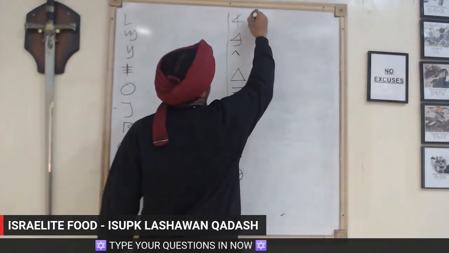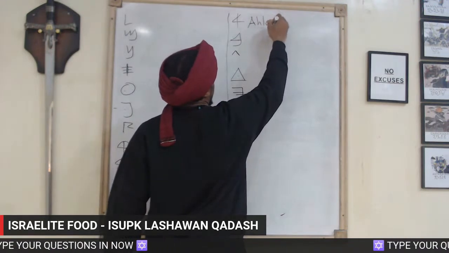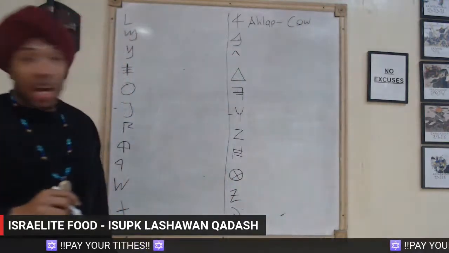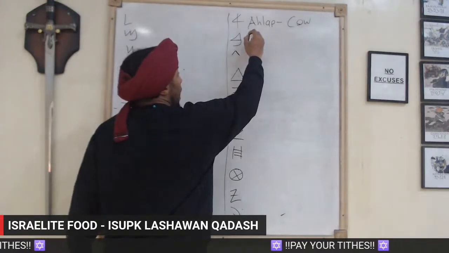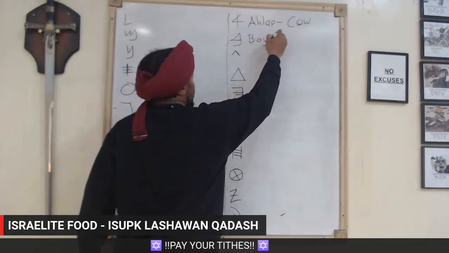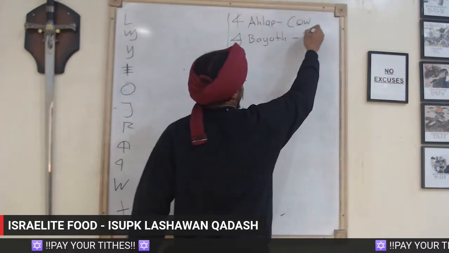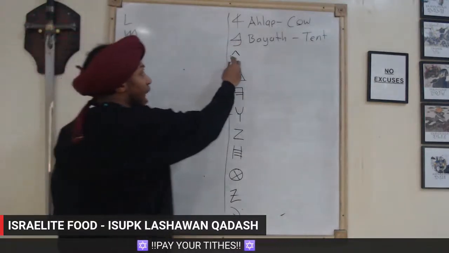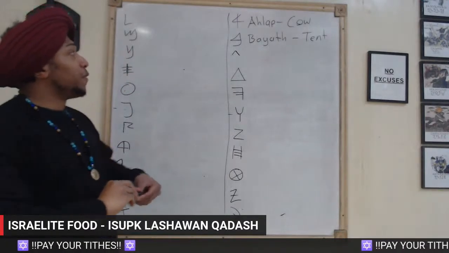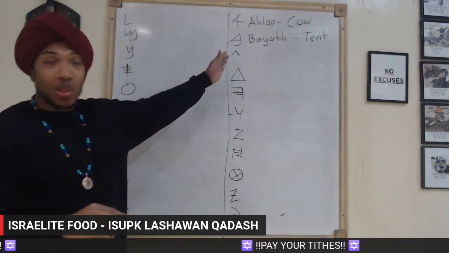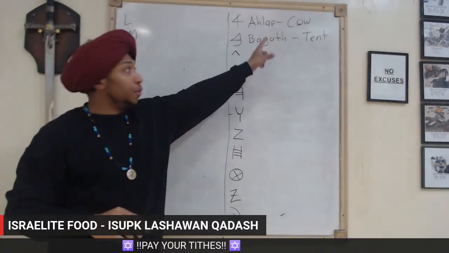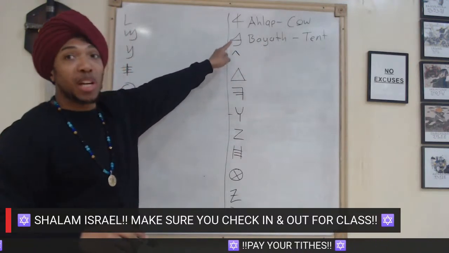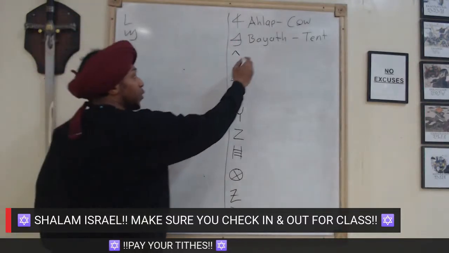Okay. So A is for Allah. And alap is a cow. Okay, alap is a cow. Ba is for bayaf. And bayaf is a tent. That picture is a figure of a tent. Ga, so as you see what's going on here. We got the first syllable of the word that it came from. The first syllable of the word bayaf is the sound of the Hebrew character ba. Ga is for gamal.